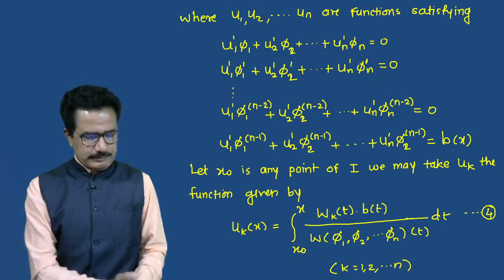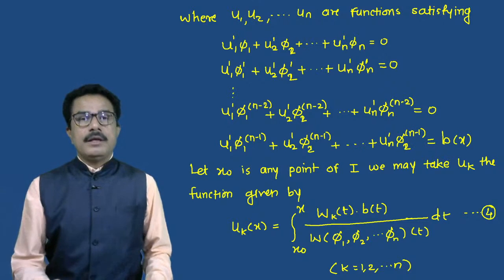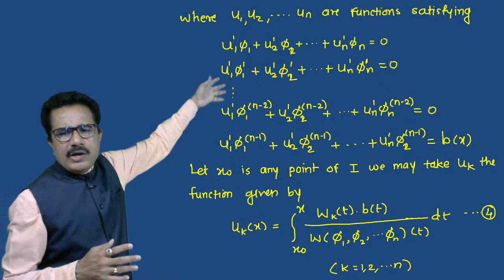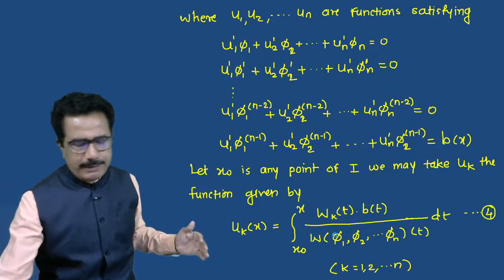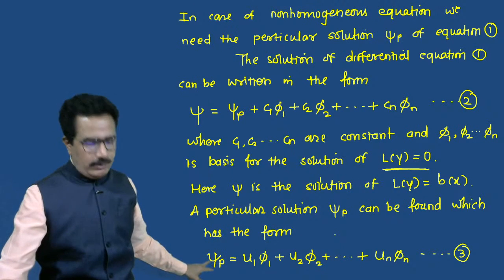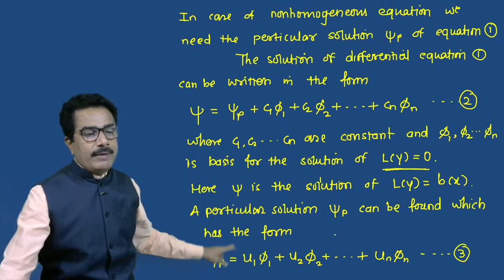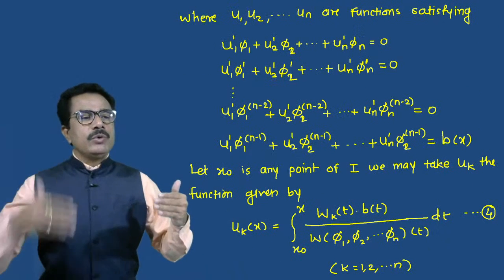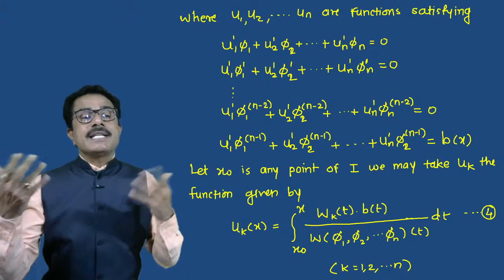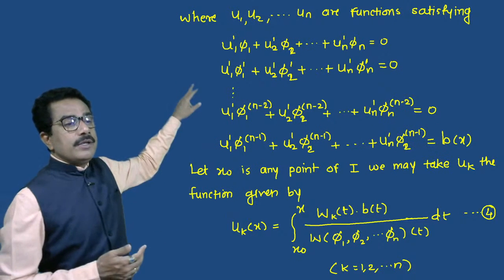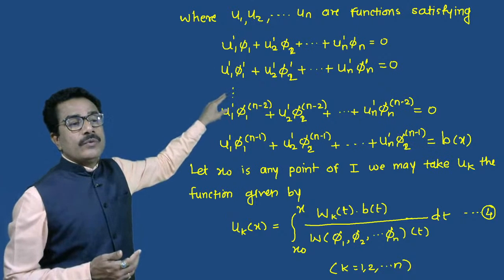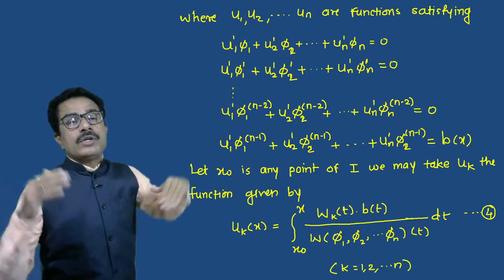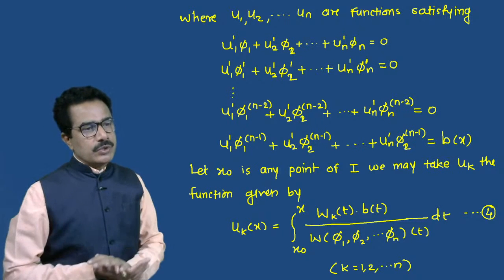See this, in the theorem which we have seen in the first chapter, we have already seen it, but I will revise it once more. Psi-P, how to find Psi-P? Psi-P means u1 phi 1 plus u2 phi 2 plus ... plus un phi n, where u1, u2, ..., un satisfy the conditions u1' phi 1 plus u2' phi 2 plus ... plus un' phi n equals 0.